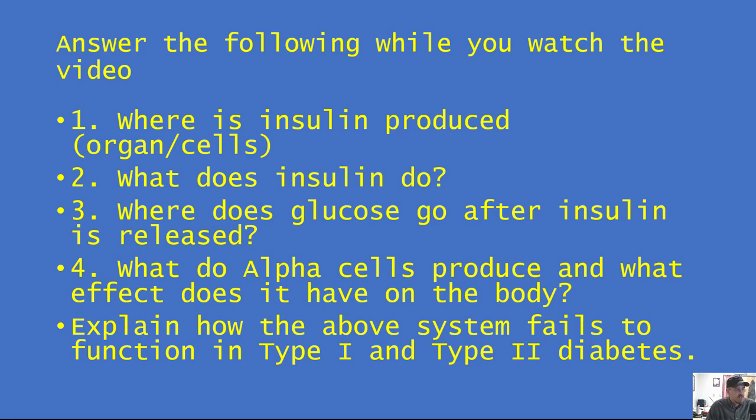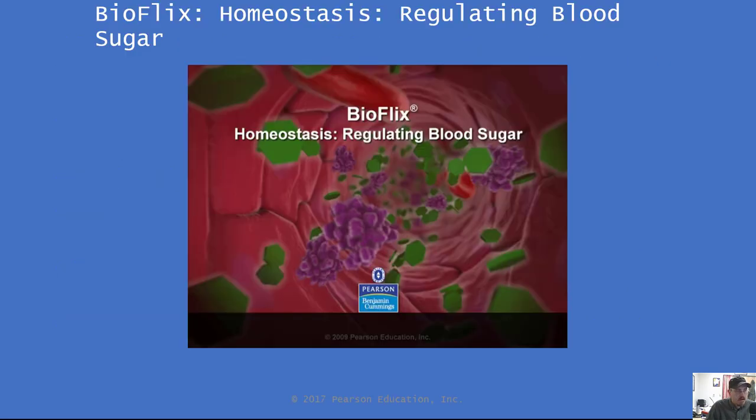What does insulin do? Where does glucose go after insulin is released? What do alpha cells produce, and what effect do they have on the body? Explain how the above system fails to function in a type 1 and in individuals with type 2 diabetes. See if you can work that out and answer those questions. The video looks like this on the PowerPoint. You can go into it, right-click, and then hit play if you're looking at the PowerPoint.